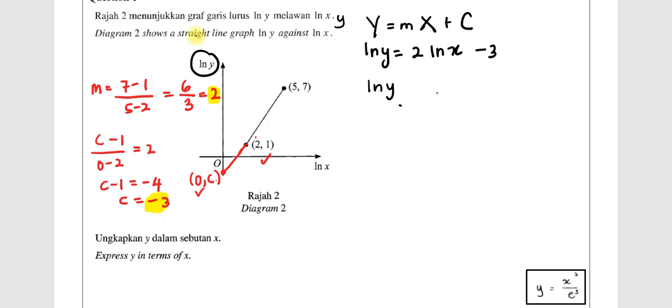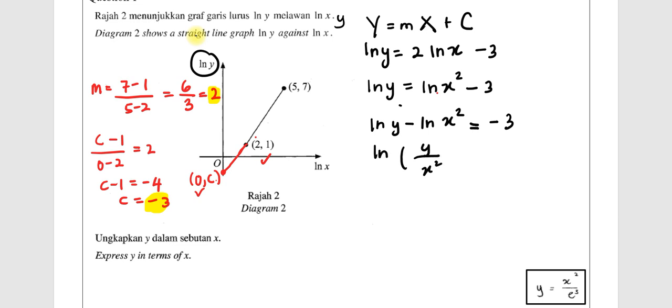So let's use the properties of log. The 2 you can bring up here, so it becomes x square, correct? So minus 3. And then when you have a ln and a whole number, we separate them. All the ln put on one side, whole number on the other side. So factorize your ln, it becomes like this, correct?